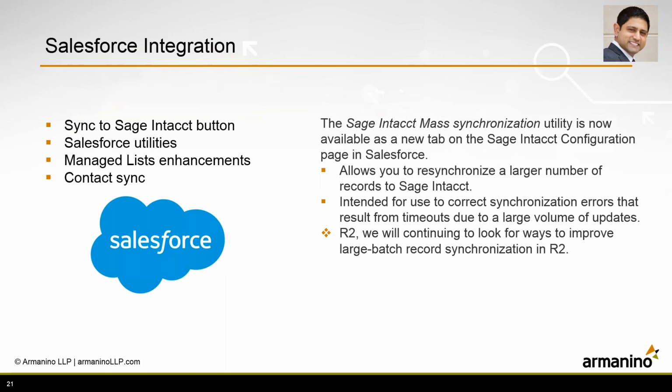Salesforce utilities, the big update here is on this right-hand side. The Intacct mass synchronization utility is now available. It's basically like a new tab on the Intacct configuration page in Salesforce. So it's going to allow you to resynchronize large numbers of records. So that's just more usable or available to grab.